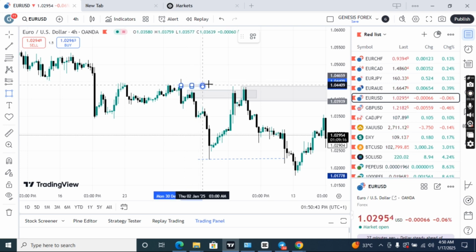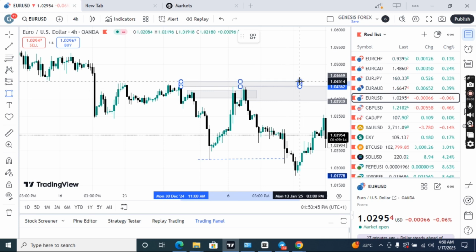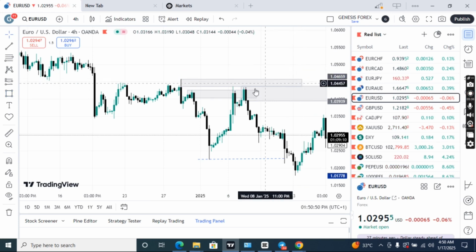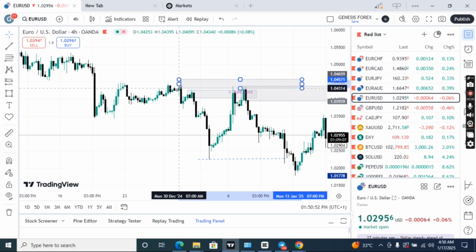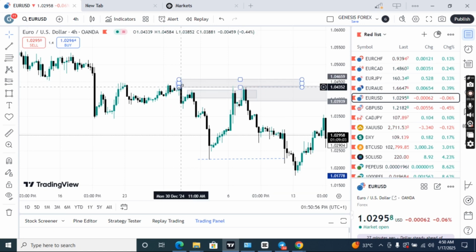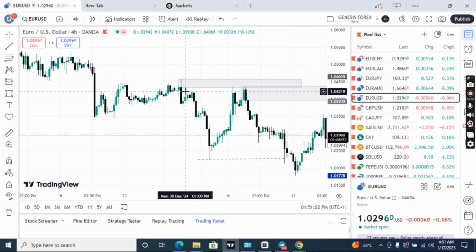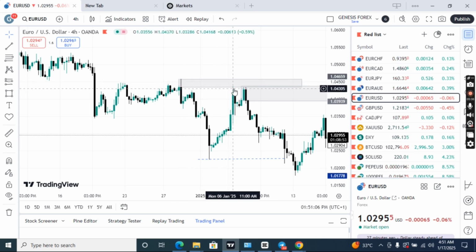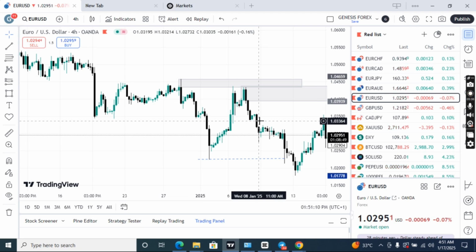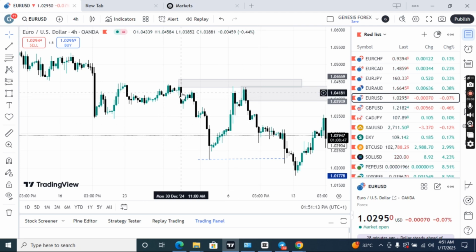So look at the wick. We can consider that wick. You can use this wick here as our order block, if we don't want to use this particular one. Let's assume we don't want to use this particular one. If you want to refine your entry, you can actually make use of the wick. You can see the market tapped into the wick and then started dropping. So that wick you can use as an order block also.